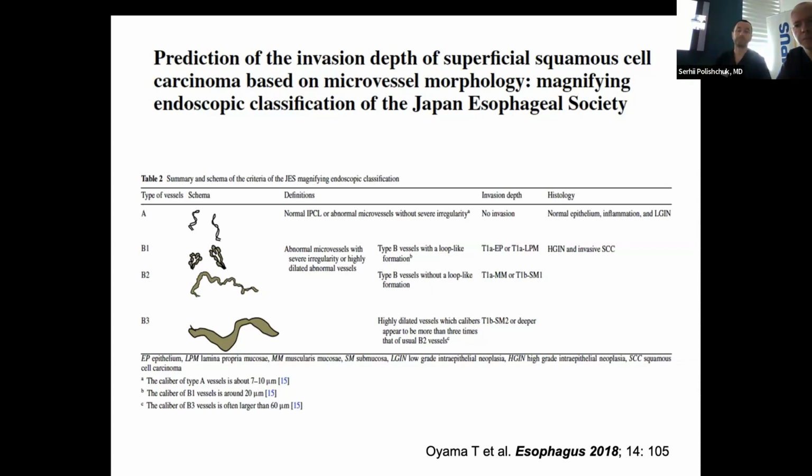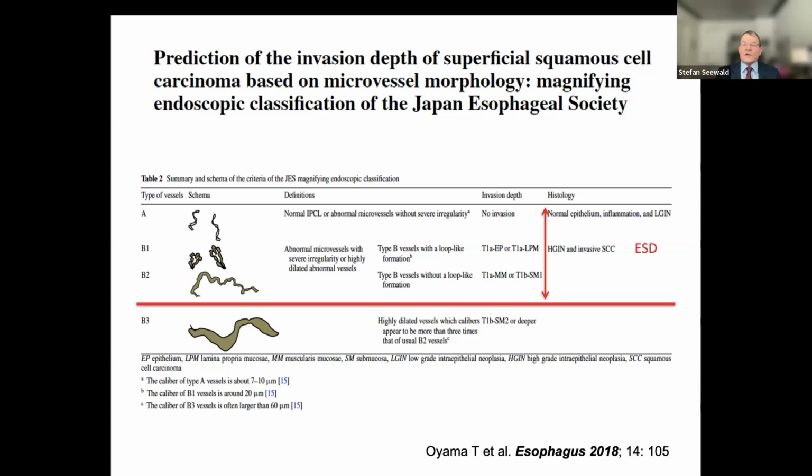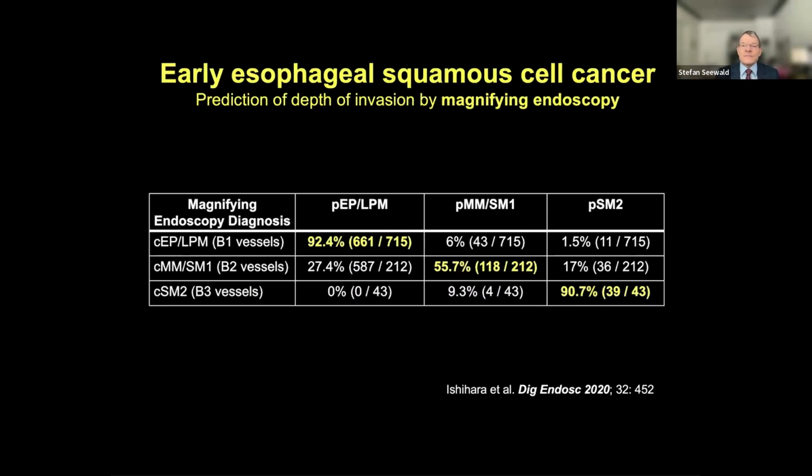Yeah. Okay. So this classification is important because before we start to resect the lesion, we discuss if this lesion is still resectable. And this classification of the Japan Esophageal Society is one point for the decision-making if we still can go for an endoscopic resection of a tumor.